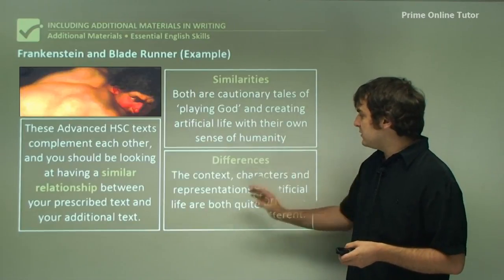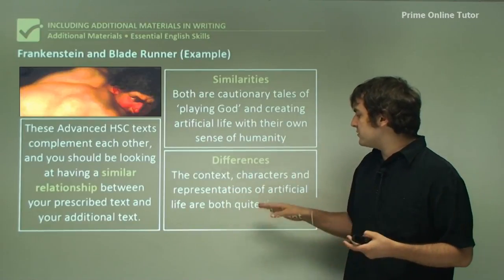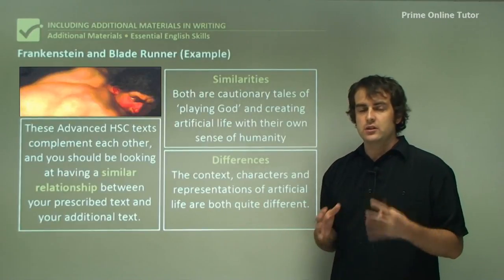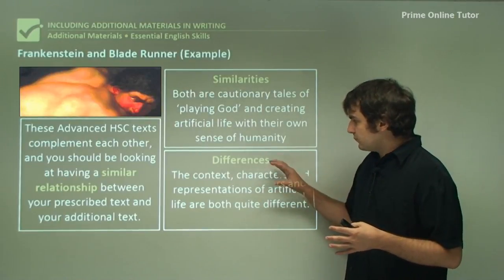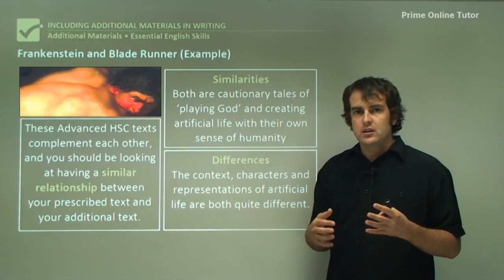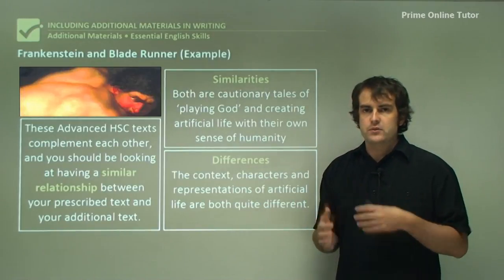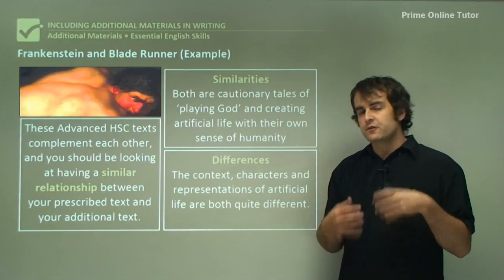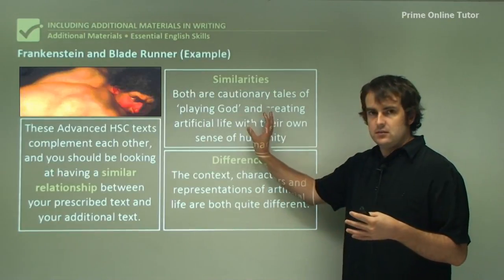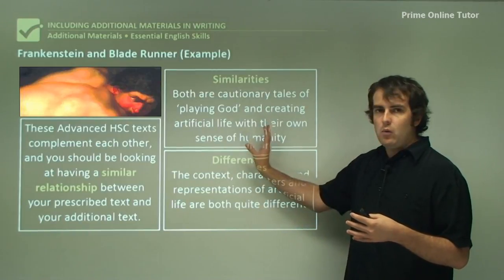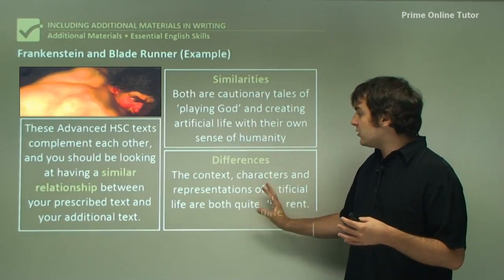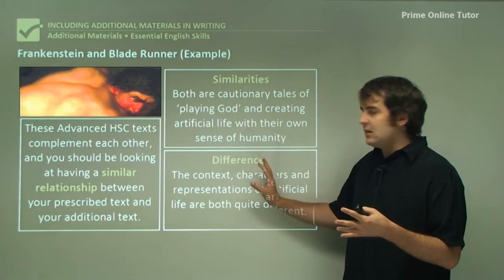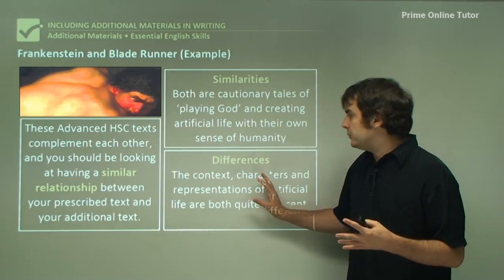And yet there are also some differences. The context, the characters, and the representations of artificial life are both quite different. In fact, they're hugely different. So this representation gives you some points of view and some issues that stem from the text, which can add to this and set apart why these two are different, and even the time periods. I mean, one is set in the 1800s and one is set in the near future.